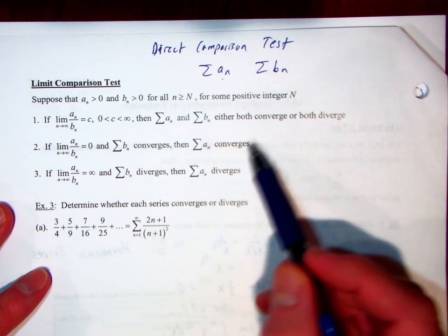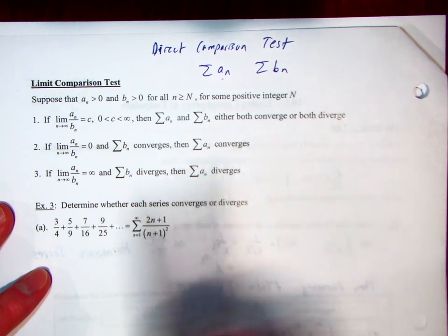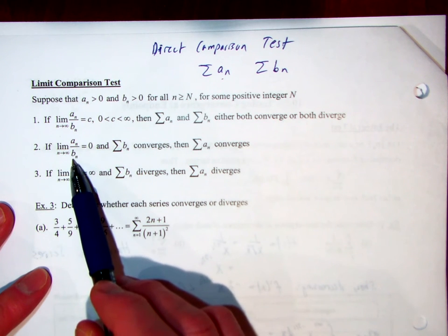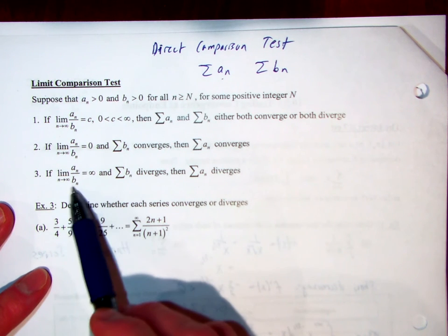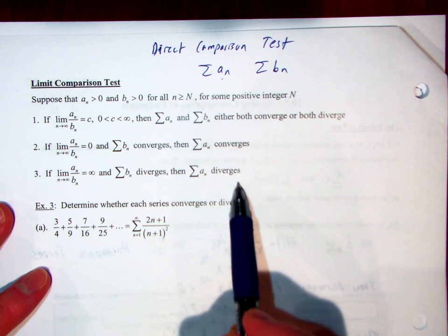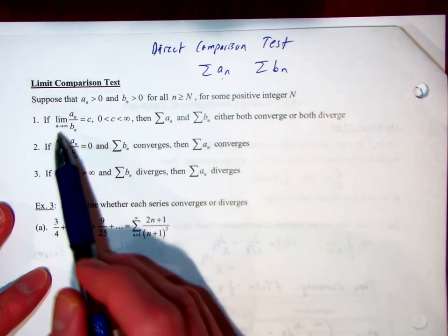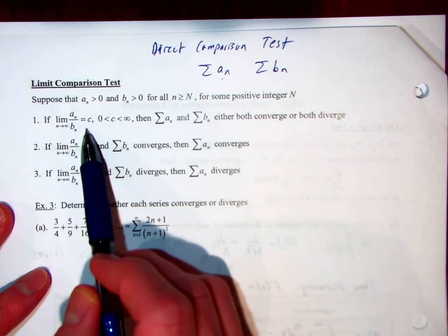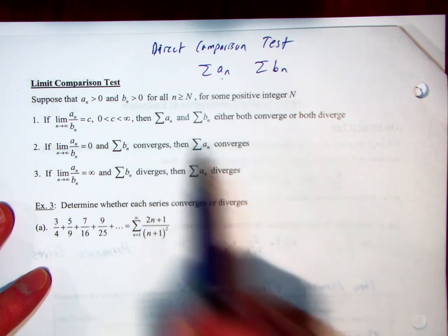So once again, for these two, they only work in certain ways. If you get 0 and B sub n diverges, then we don't know. If you get infinity and B sub n converges, we don't know. But if one of these two happens, then we can follow those. Most of the time, it'll be the first case. You'll get some non-zero constant, and then we can say whatever happens to A sub n happens to B sub n.